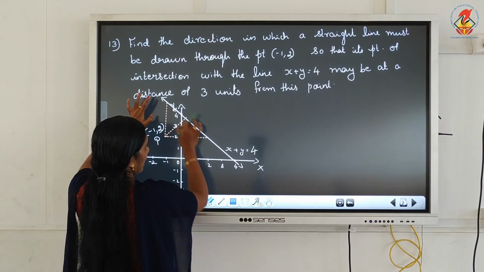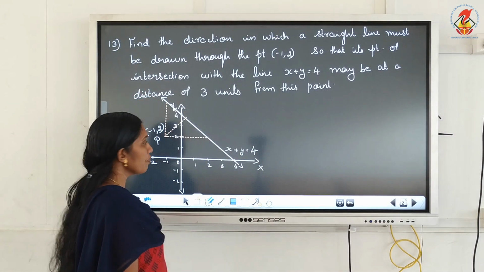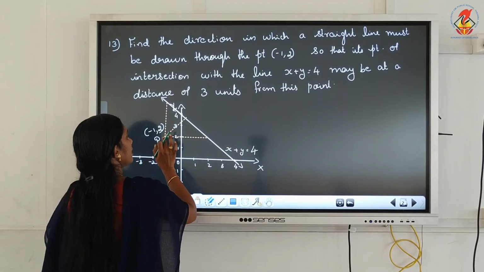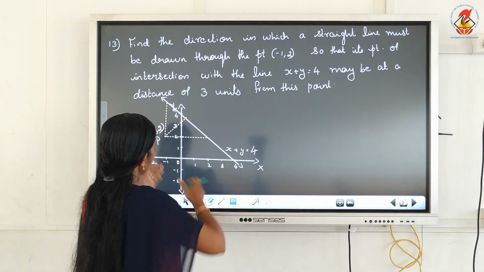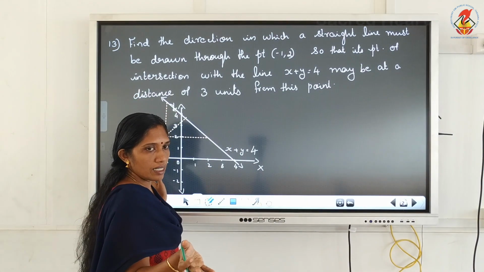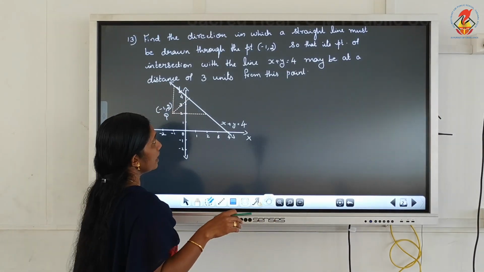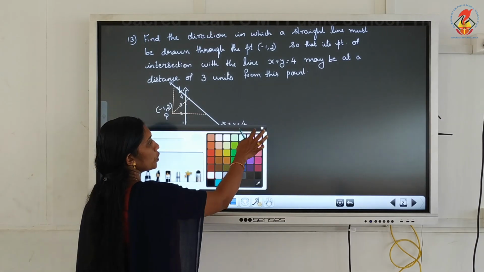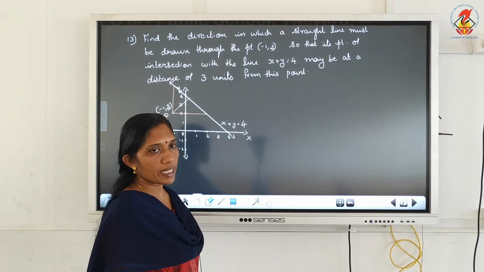So, look, the line is x + y = 4, and P is the point (-1, 2). Either we can draw like this or like this. This is just trial only, we can draw so many lines. So, which is the answer? First, we can write the equation of a line through the point P. Slope we don't know, so we can take the slope as m.